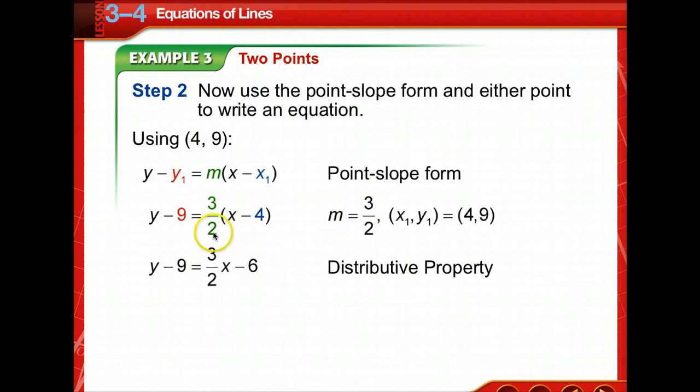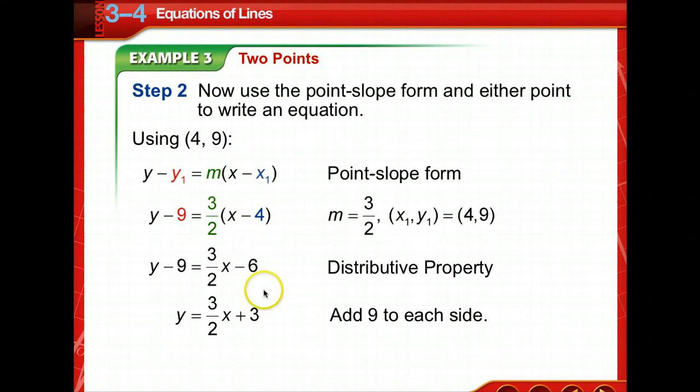Use the distributive property. We're going to distribute this 3/2 across the parentheses. Then we're going to add 9 to both sides so that we have it in slope-intercept form. y is equal to 3/2 x plus 3. So don't forget, when you're writing the equation, have it as y equals, so you're not done until you get to that point.